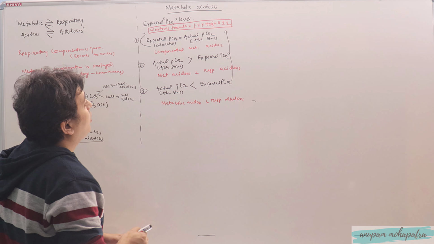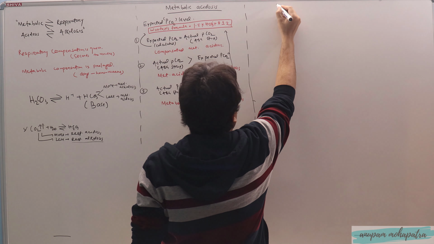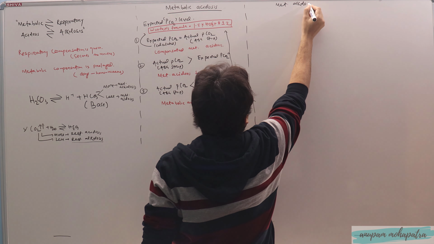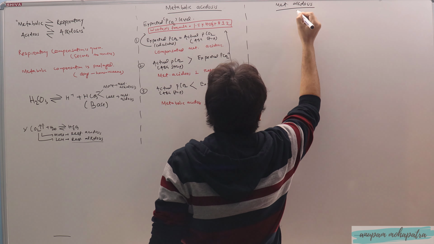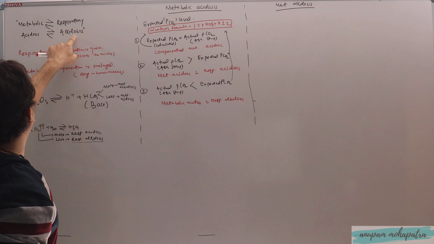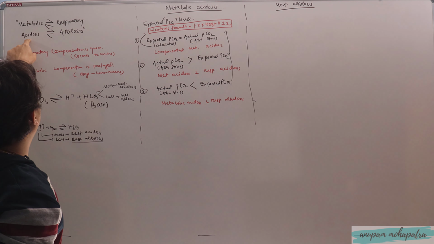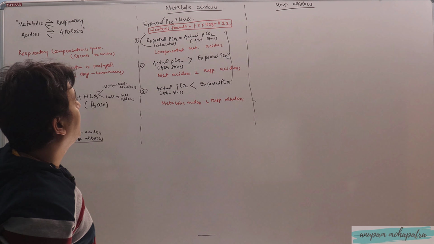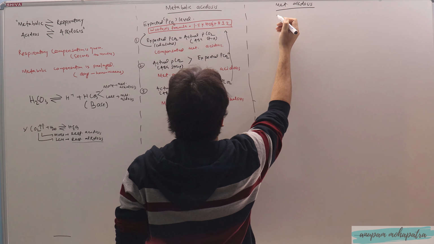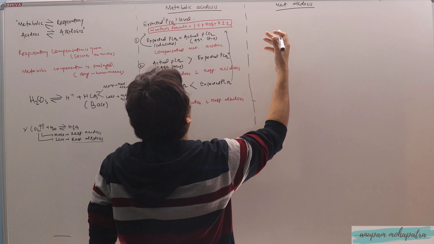Now next come to metabolic alkalosis. So in metabolic alkalosis, what will be the compensation? For metabolic it will be respiratory, for alkalosis it will be acidosis. So the body will compensate by producing a respiratory acidosis, right? So here also respiratory acidosis means PCO2 level will go high.